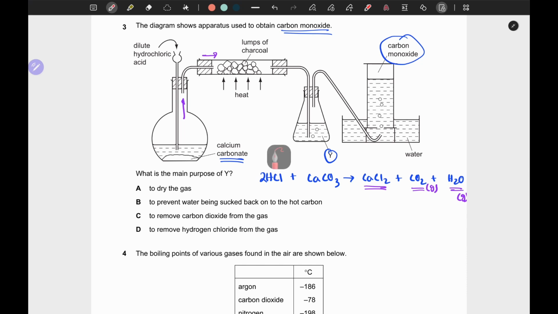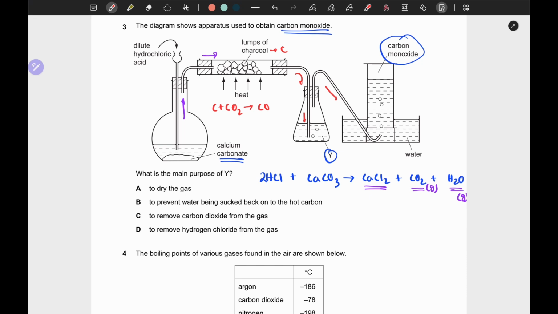And as it passes through the lumps of charcoal, another reaction takes place, and this is the one that's going to produce carbon monoxide. Charcoal is just carbon. So carbon plus carbon dioxide is going to give you carbon monoxide. So we have the gas that we desire. Now this carbon monoxide will pass through this tube and through solution Y, and then through this tube and collected over water. So we need to understand what's the purpose of Y over here.